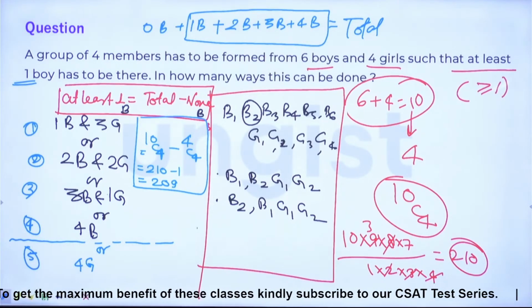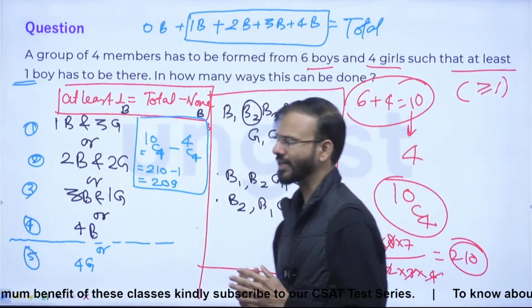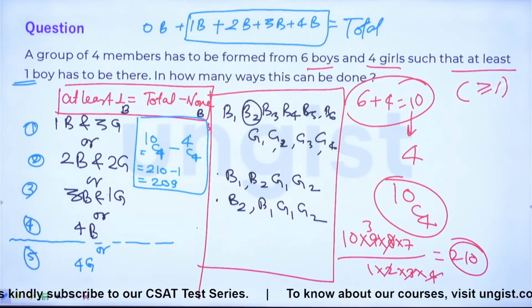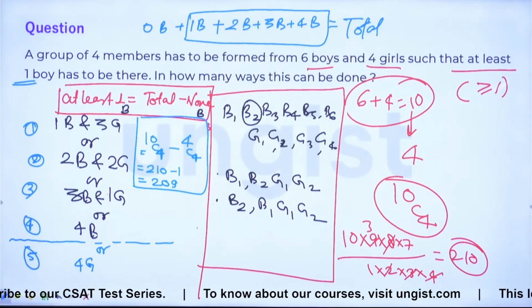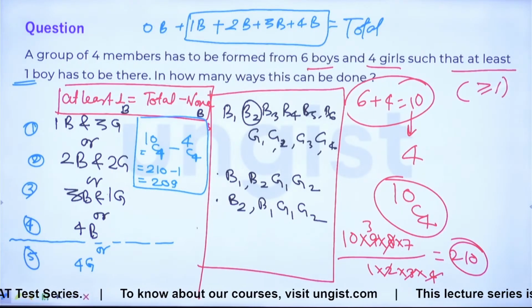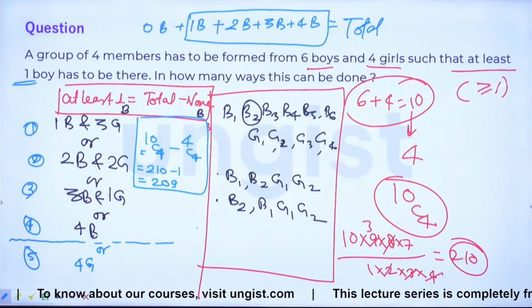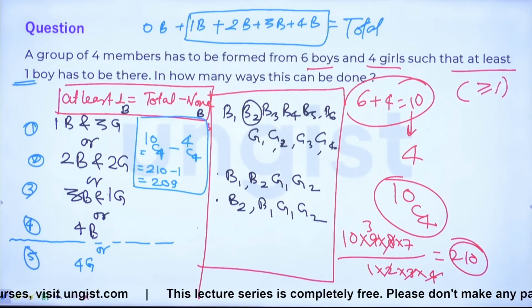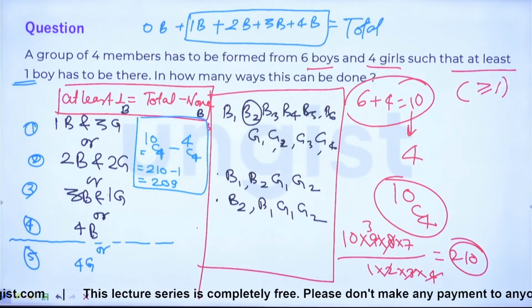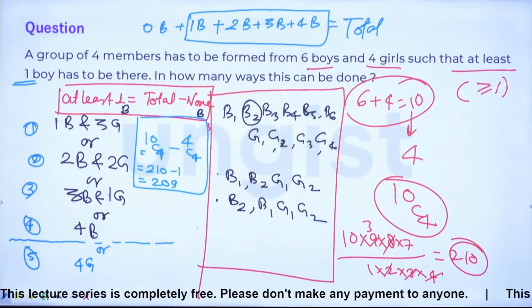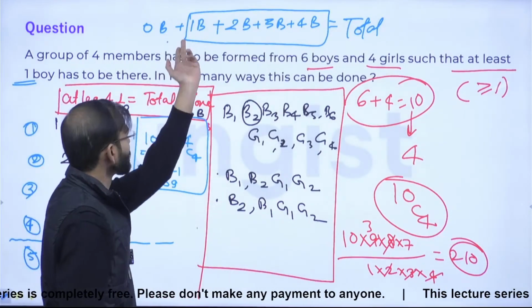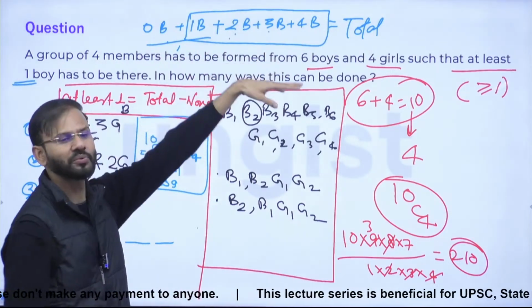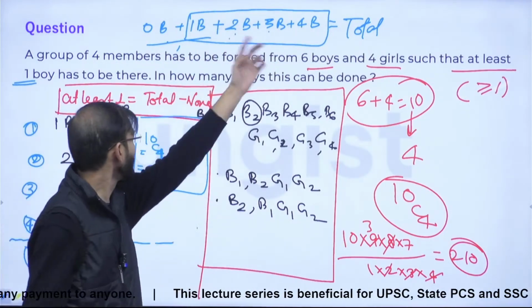All of you done? Okay. So at least 1 will be treated as total minus none. All fine everyone? Okay, that's great. If the question was at least 2 boys, then at least 2 boys means this and this case would be subtracted. So 2, 3, 4 will be added and these 2 cases will be subtracted from the total. So either you can do it like this or like this.